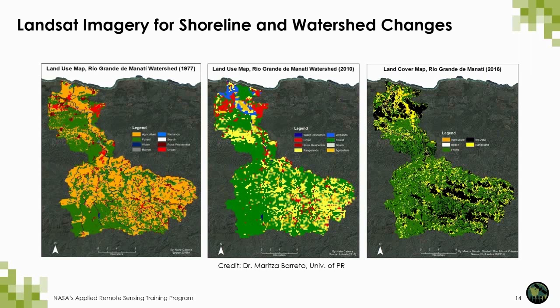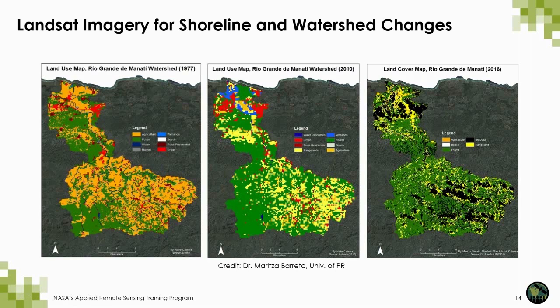Here's an example of how the Landsat series can be used to follow changes in land cover and land use in a watershed through time, in this case from 1976 to 2016. This is an area where agriculture used to dominate in the 1960s and 1970s, and then, as a result of the location of many pharmaceuticals in Puerto Rico, agriculture was diminished significantly, and eventually the majority of these lands were converted to a secondary forest.